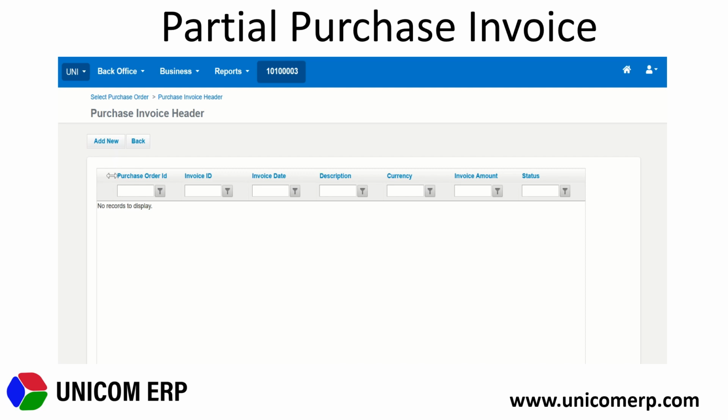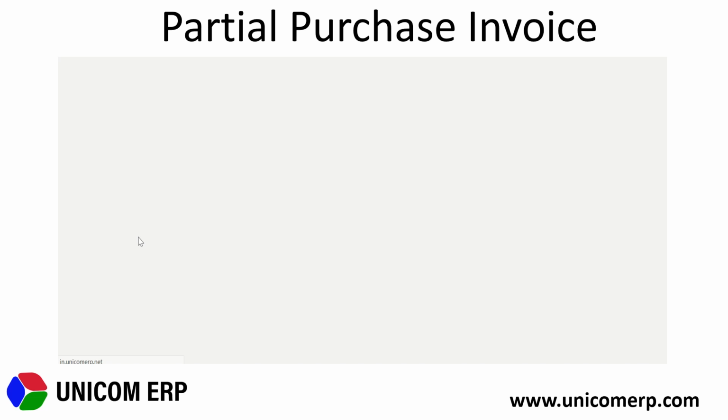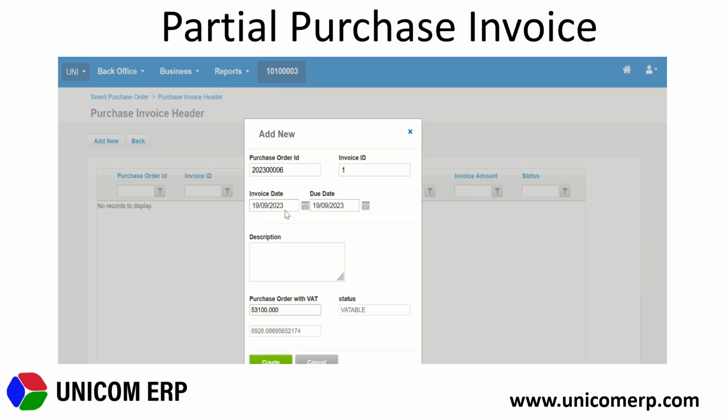This is the screen for creating the purchase invoice header. Click on the Add New button in the screen. In the screen, provide invoice date and due date and description if any. Enter the amount we need to pay and click on the Create button.